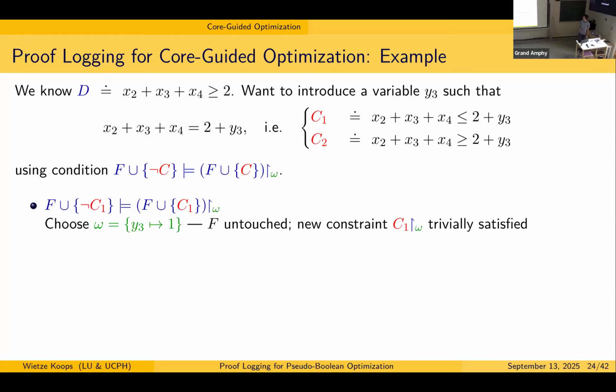We choose our witness to set y3 to 1. F doesn't contain y3, so it's untouched. And the new constraint is trivially satisfied because the sum of 3 literals is at most 3.